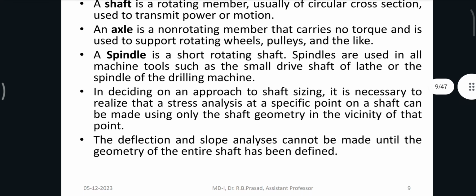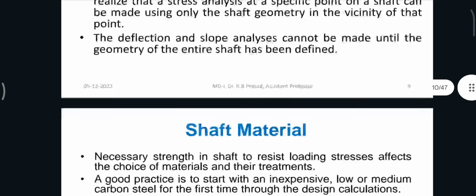In deciding on an approach to shaft sizing, it is necessary to realize that a stress analysis at a specific point on a shaft can be made using only the shaft geometry in the vicinity of that point. The deflection and slope analysis cannot be made until the geometry of the entire shaft has been defined.